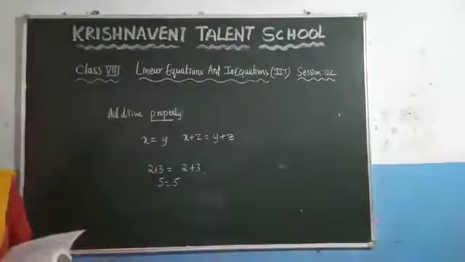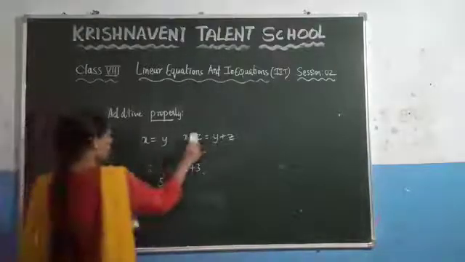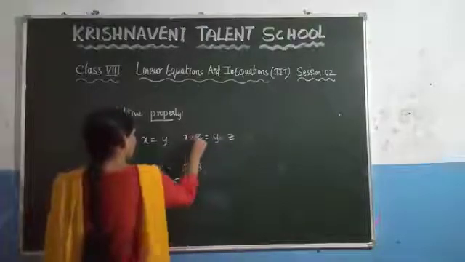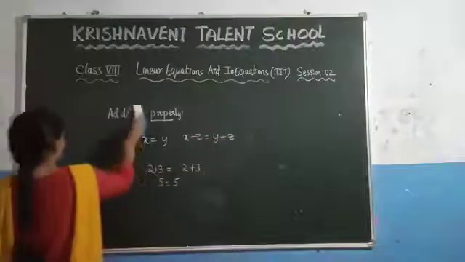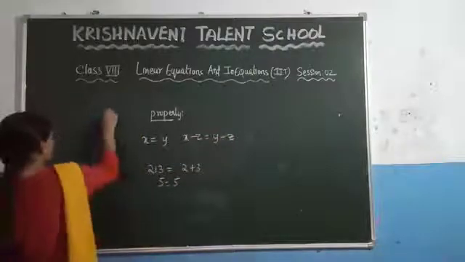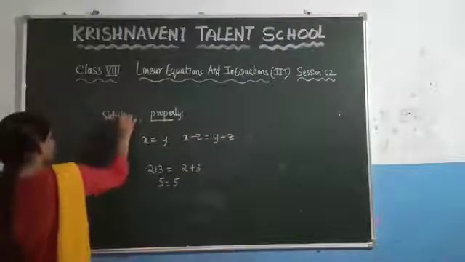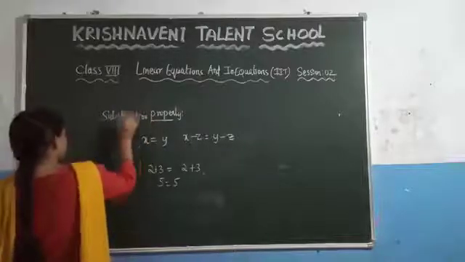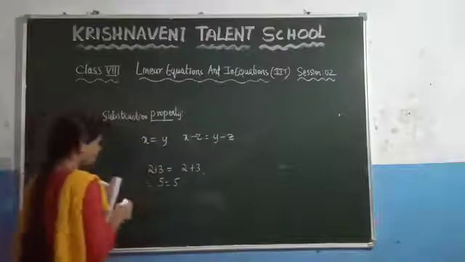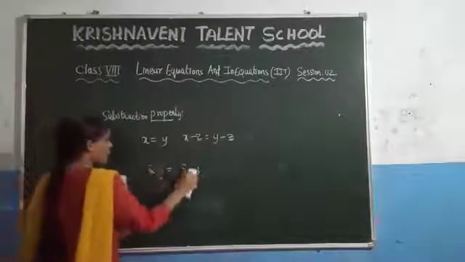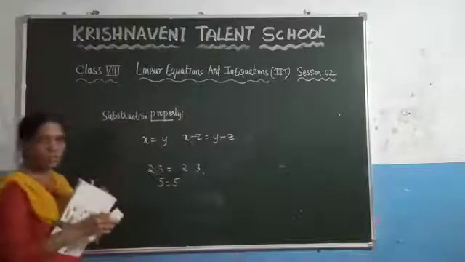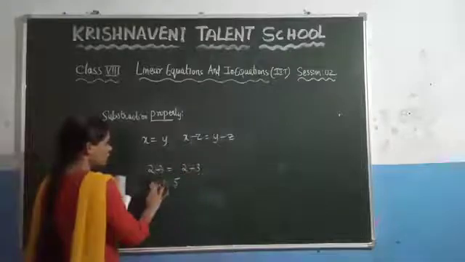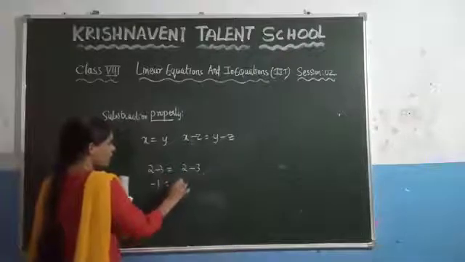Similarly, what the subtraction property says: if x is equal to y, and you subtract the same number, then we can say that the result is the same. This property is called the subtraction property. Here 2 is equal to 2. Which number are we subtracting? The same number, which is 3. What result are you getting? Minus 1 and minus 1.